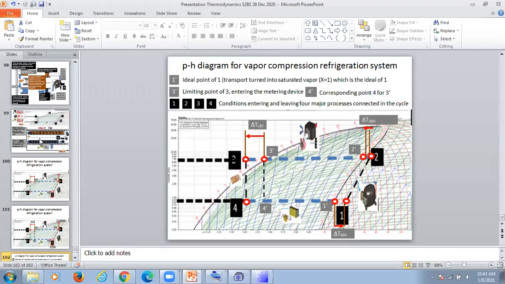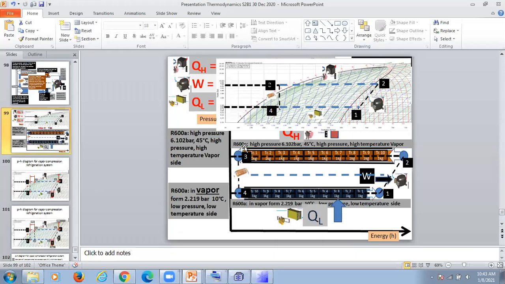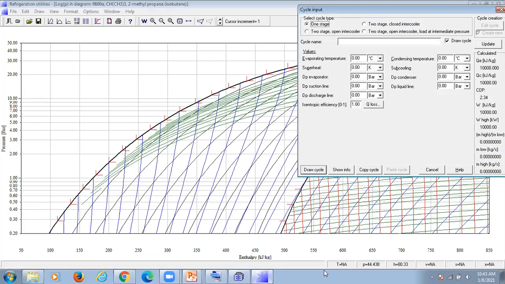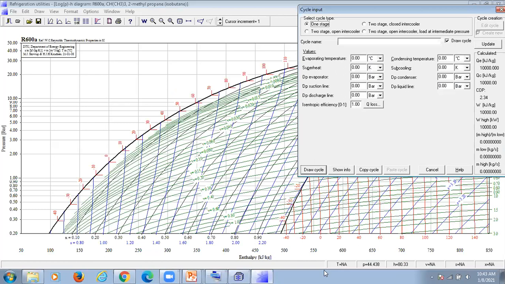Here you can see our first case, discharging or unloading at 45 degrees Celsius, loading at 10 degrees Celsius. So for this one, unloading, condenser 45 degrees Celsius, loading means at the evaporator 10 degrees Celsius.